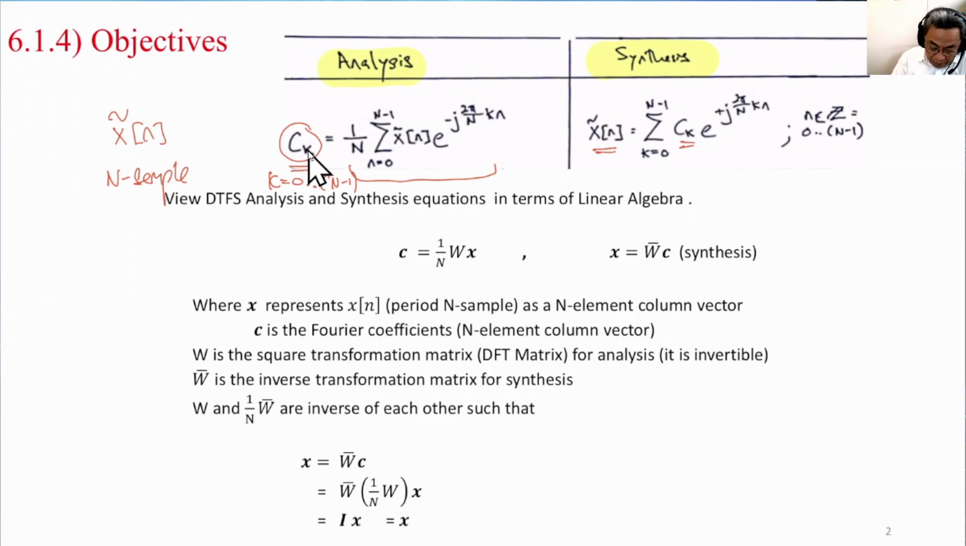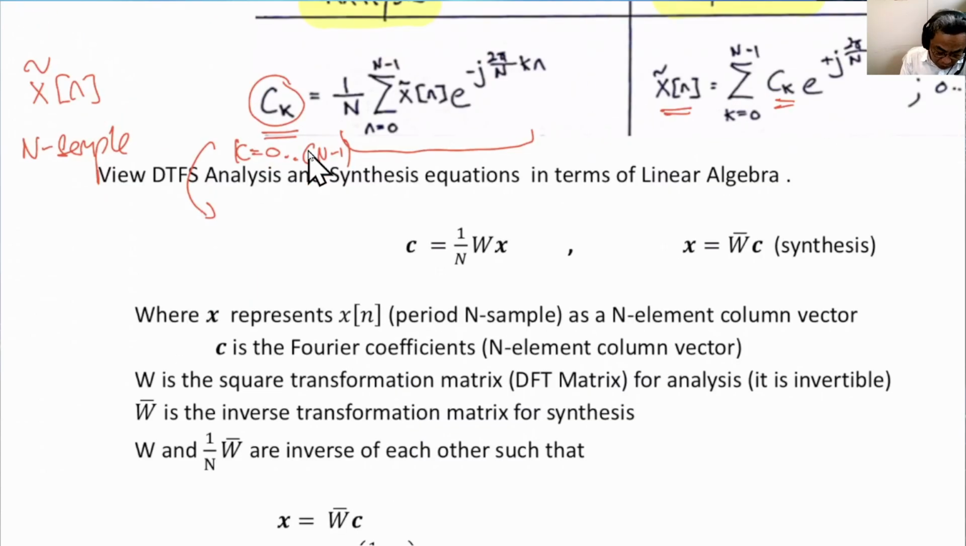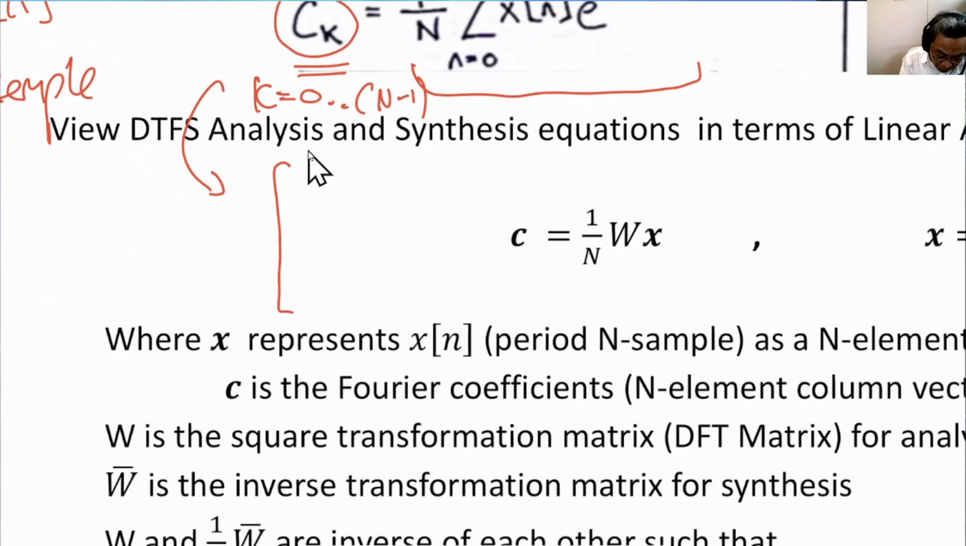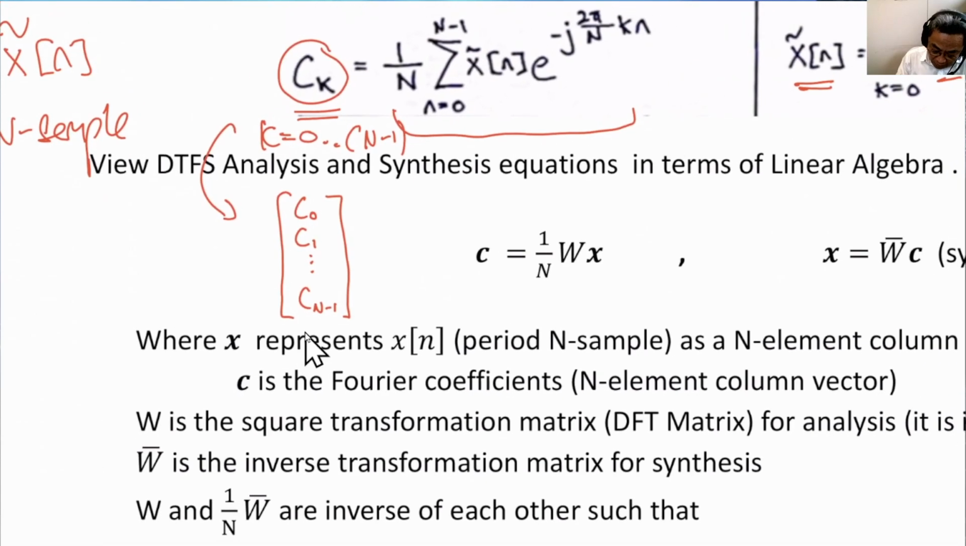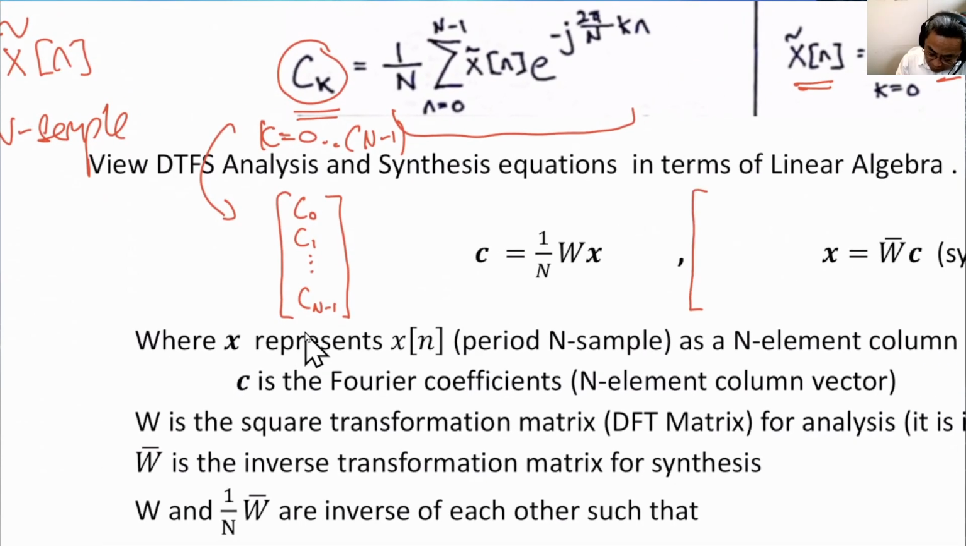We want to view this from the linear algebra perspective. So ck goes from 0 to n minus 1. We can write it as c0, c1 until cn minus 1. C is now a vector of n elements. And on the right hand side, we can also write x as a column vector, x0, x1 until x of n minus 1.